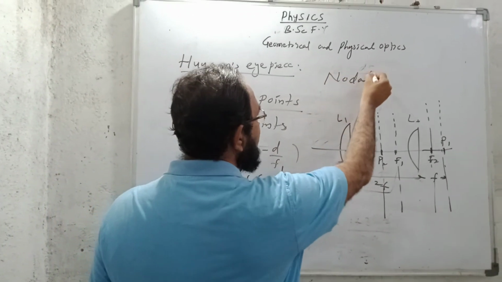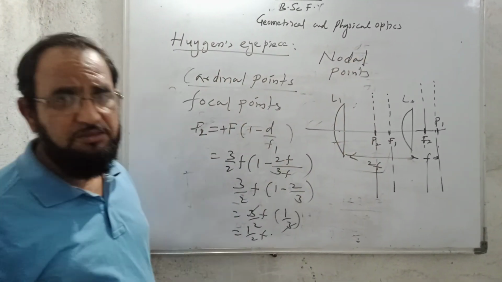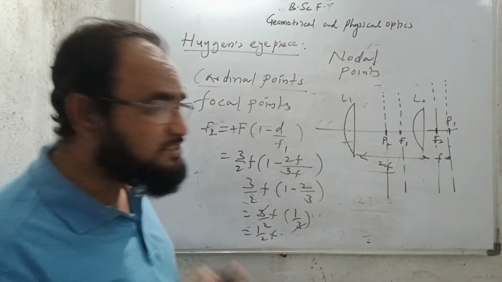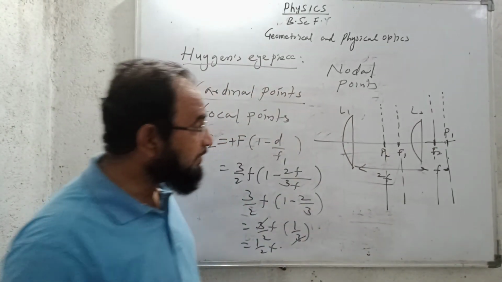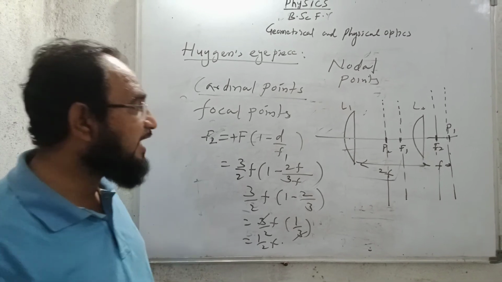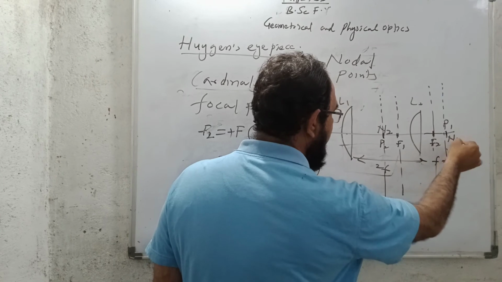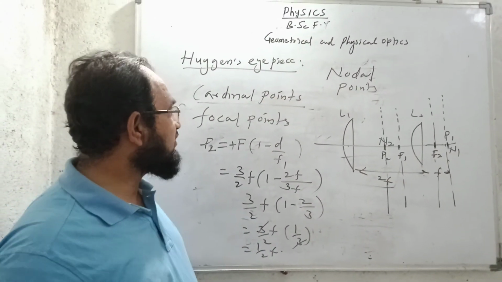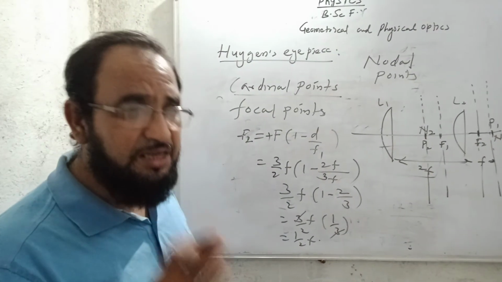Because we are having the 6 cardinal points, 2 principal points, 2 focal points, and 2 nodal points. As the system is kept in air, lens L1 and L2 are kept in air. Therefore, we say that the nodal points coincide with the principal points. That is, N2 will be here and N1 will be here. So, nodal points will coincide with the principal points. So, this is all about the Huygen's eyepiece. Huygen's eyepiece is a negative eyepiece.